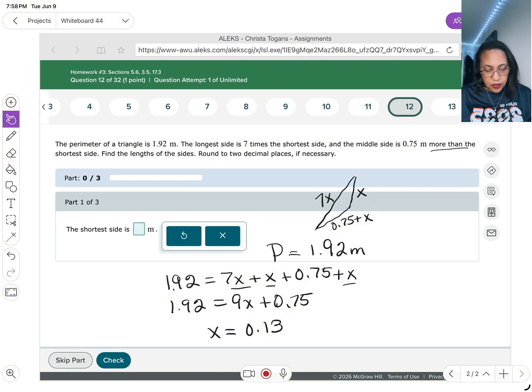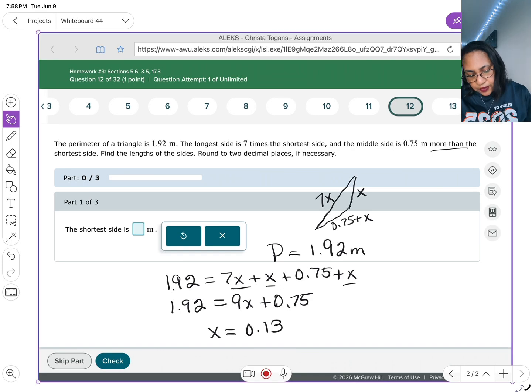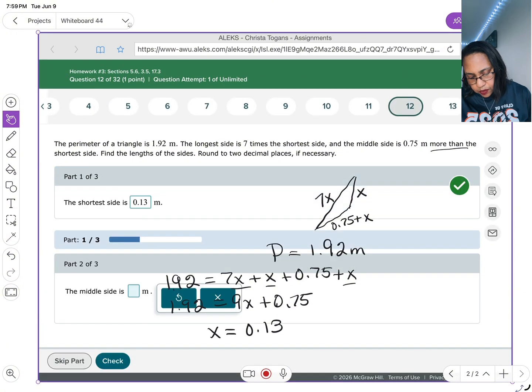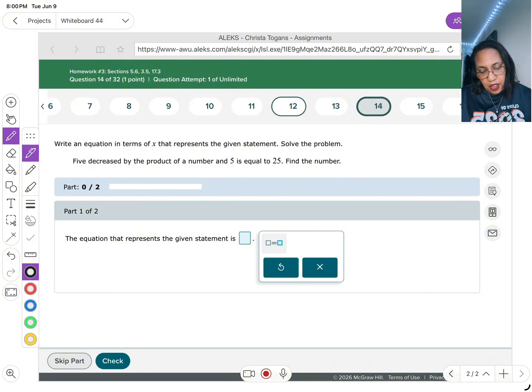And that's in meters. So the shortest side, if it allows me to type in here, is 0.13. Okay, and then from that point, you just fill in the other parts, right? So you just take x, you substitute it in for x where you multiply by 7, and then you add it to 0.75, okay?